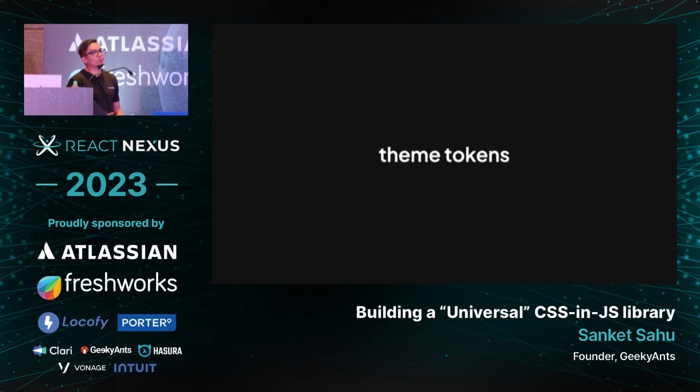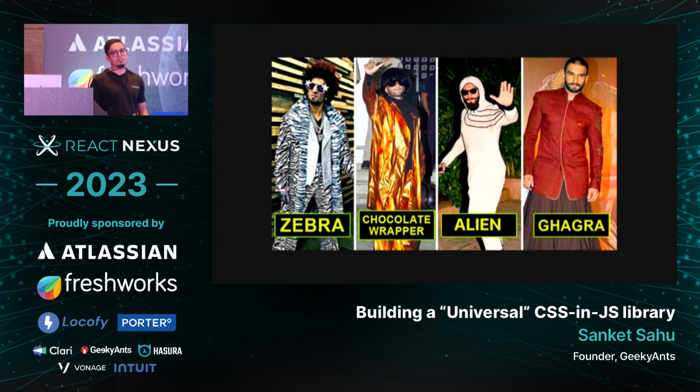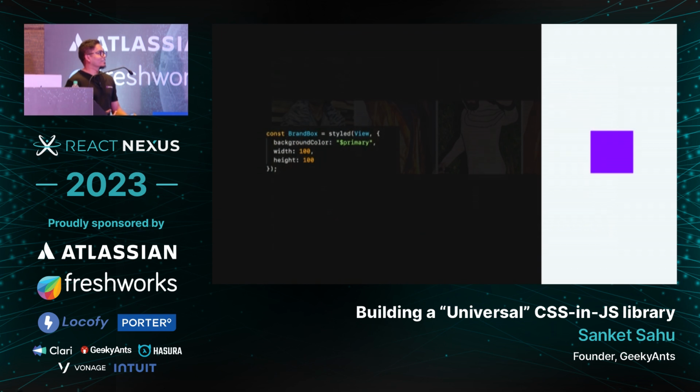The next one is theme tokens. We talk about theme tokens, and we don't talk about Ranveer Singh. How's that possible? So we have this guy who themes himself in zebra, chocolate wrapper, alien, and also wears a ghagra sometimes. Great. How can we do that?